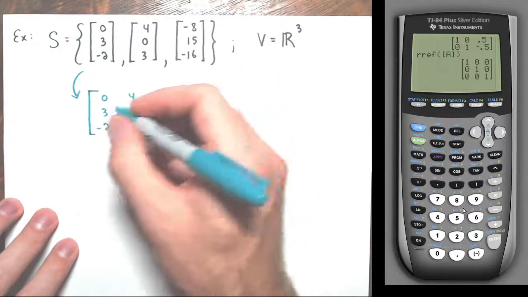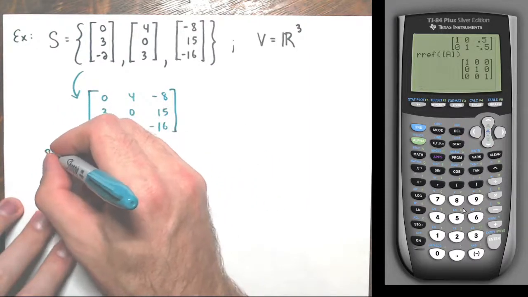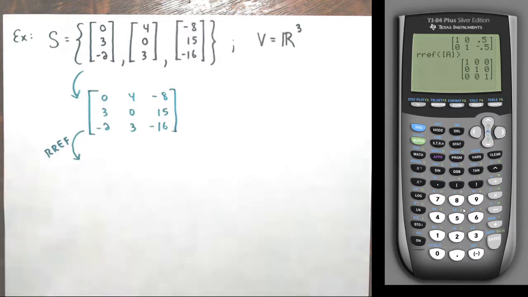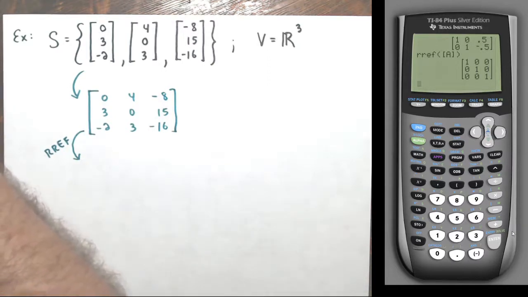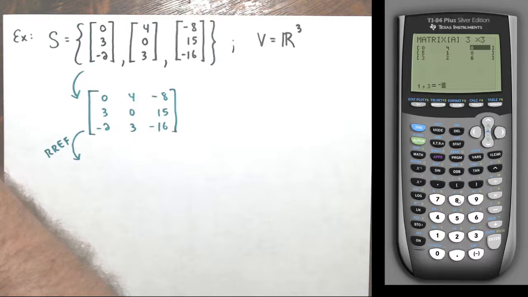Then I would put these through either by hand with row operations, Gauss-Jordan elimination, or through the calculator, which I'm going to do here. Put this in reduced row echelon form. So here to the matrix menu. This is another 3 by 3. All right, so keep the size. The first row 0, 4, -8. Second row 3, 0, 15, third row, -2, 3, -16.